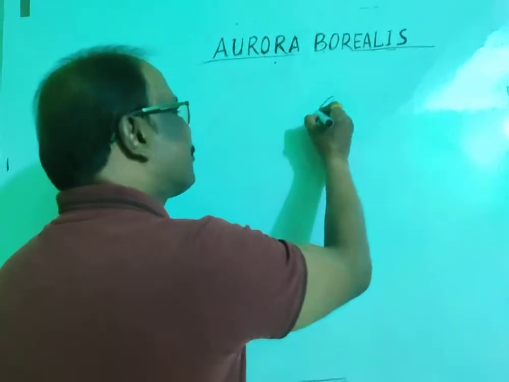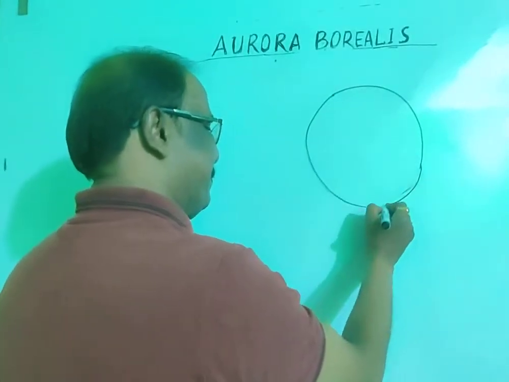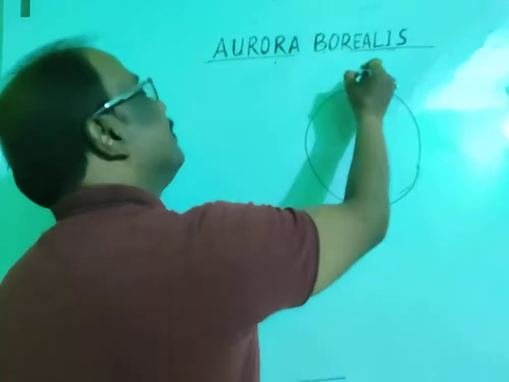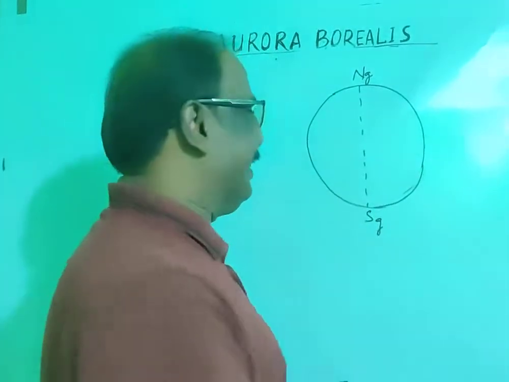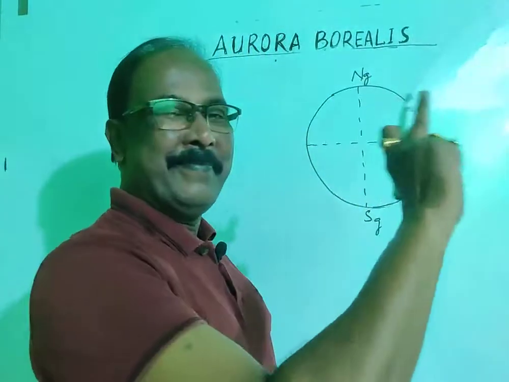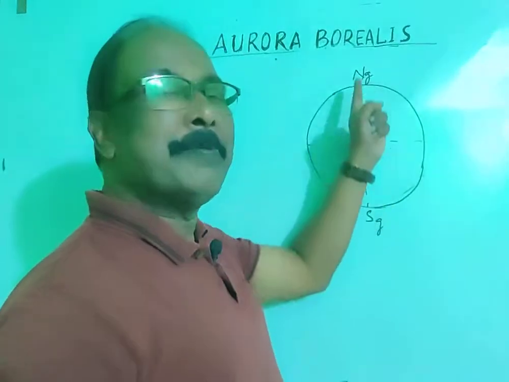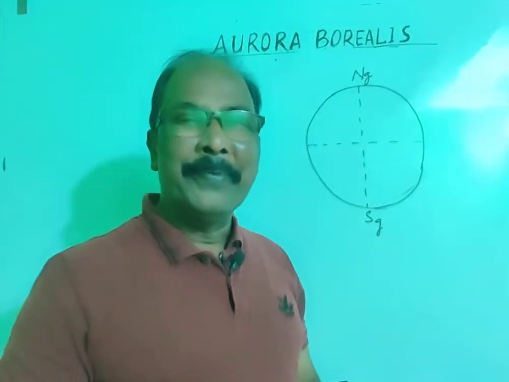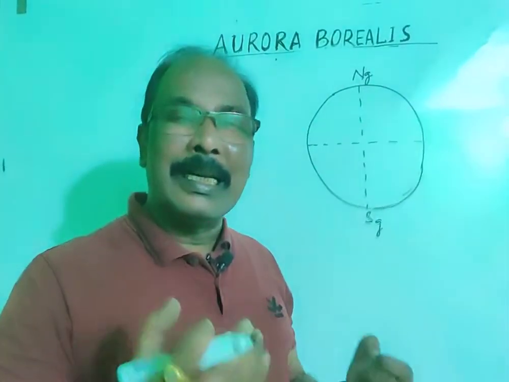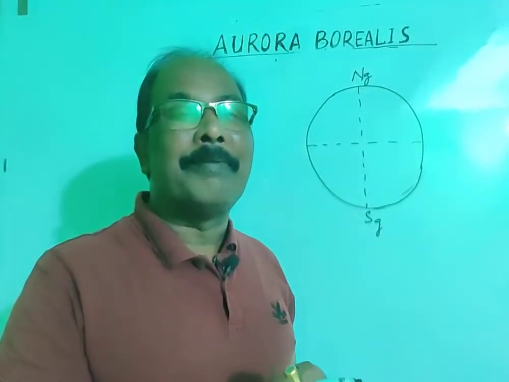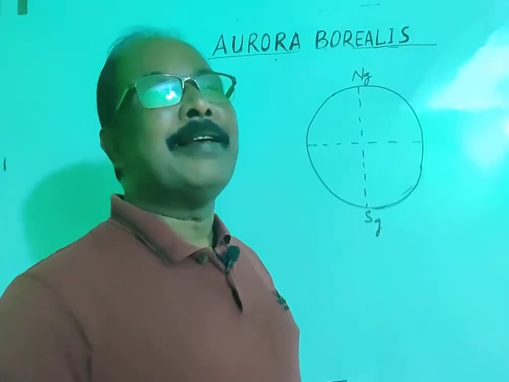Suppose this is Earth. This is geographic north and this is geographic south, and this is the equator of Earth. This is the equator and this is the pole, north pole and south pole. As we know, the southern region, geographic south, possesses north polarity and geographic north possesses south polarity, but at an angle. So Earth behaves as a magnet.